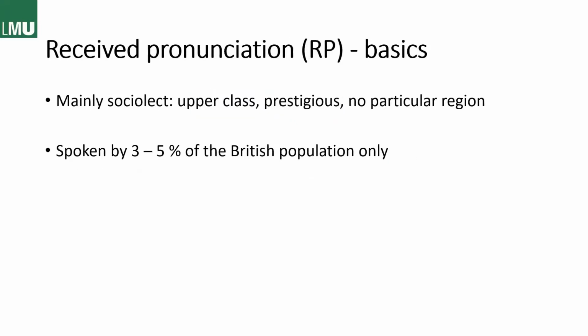As I've just mentioned, received pronunciation, or RP in short, is the standard in the United Kingdom. And RP is not really a diatopic variation, at least not inside of the UK, because in the UK it's mainly a sociolect. So it's associated with upper class, it is very prestigious, and it's not limited to a particular region of the UK. And in fact, it's only spoken by 3 to 5% of the British population only. But that's a ridiculously low number, actually.